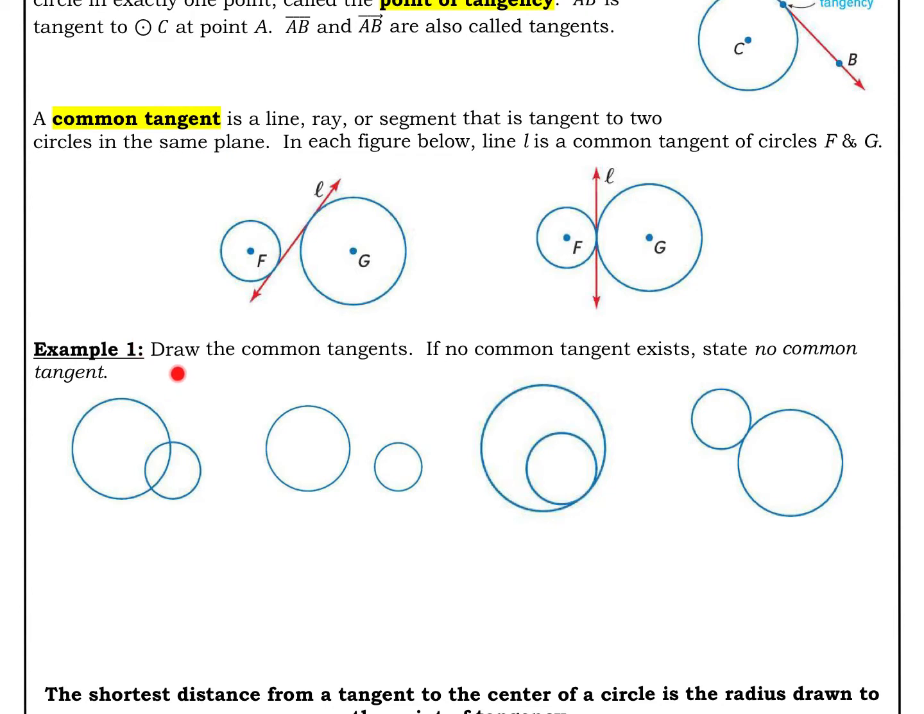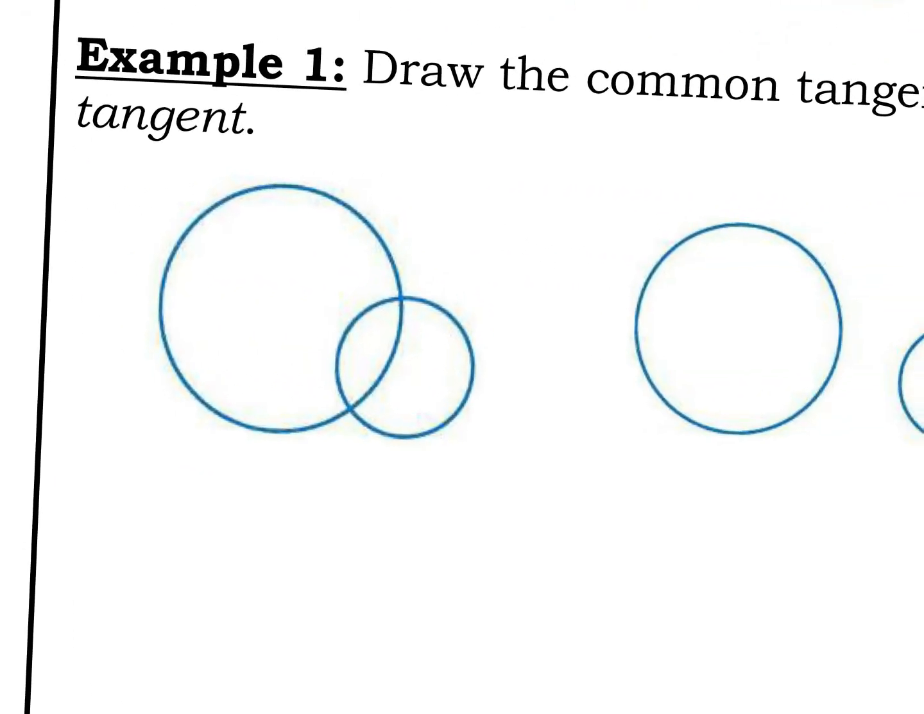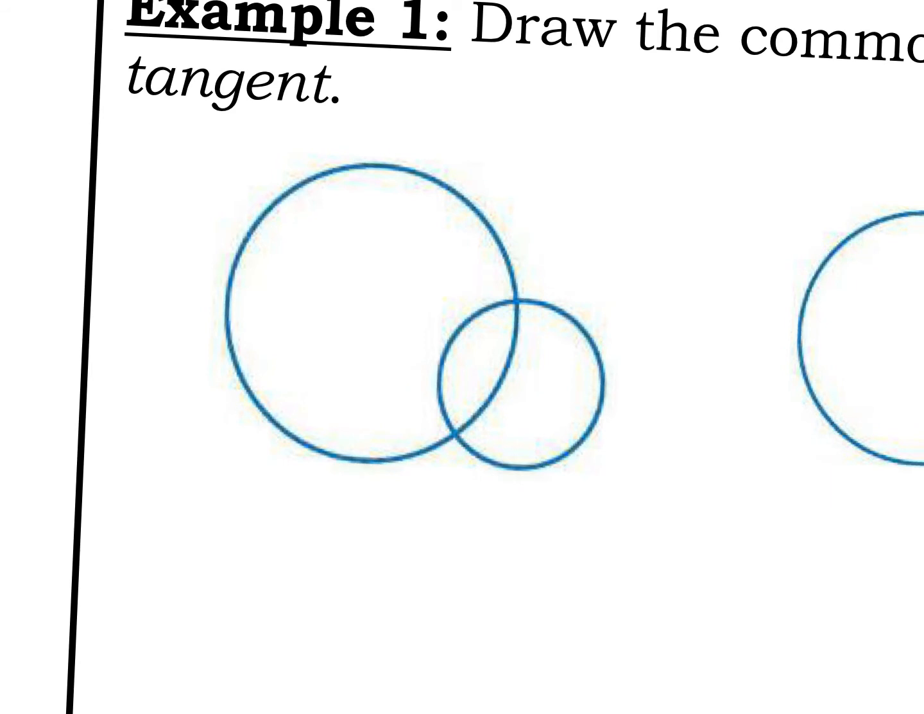So in example 1, I state, draw the common tangents. If no common tangent exists, state no common tangent. So I'll do my best to draw, but I rarely do that good of a job. Here I have a small circle inside of a bigger circle. You can connect these two with a tangent that goes along the edge like that, or along the edge like that. Like I said, I'd be terrible at drawing these lines, and I wasn't lying.